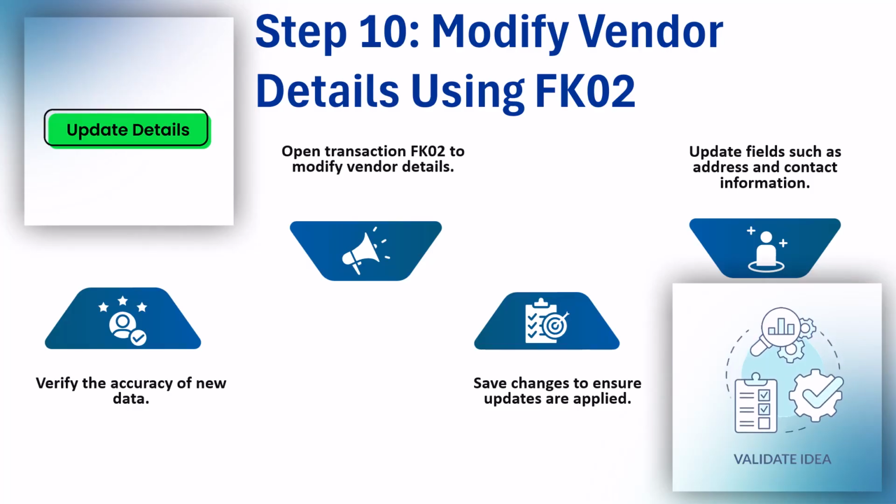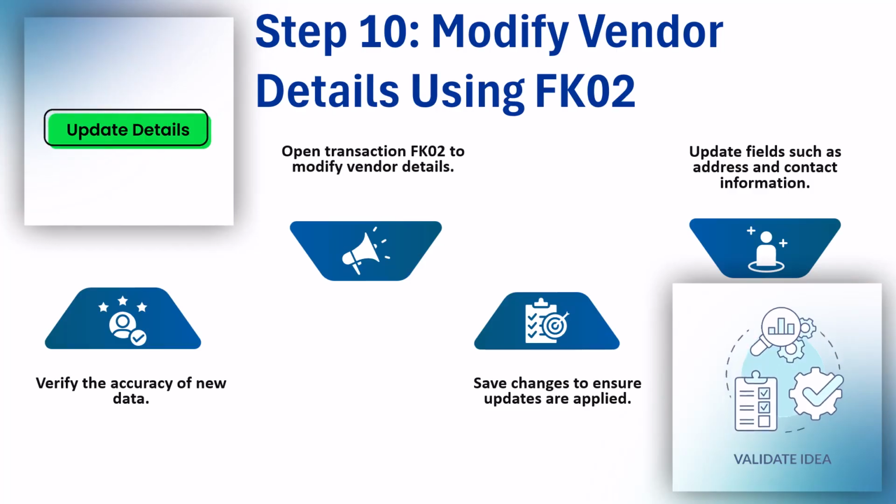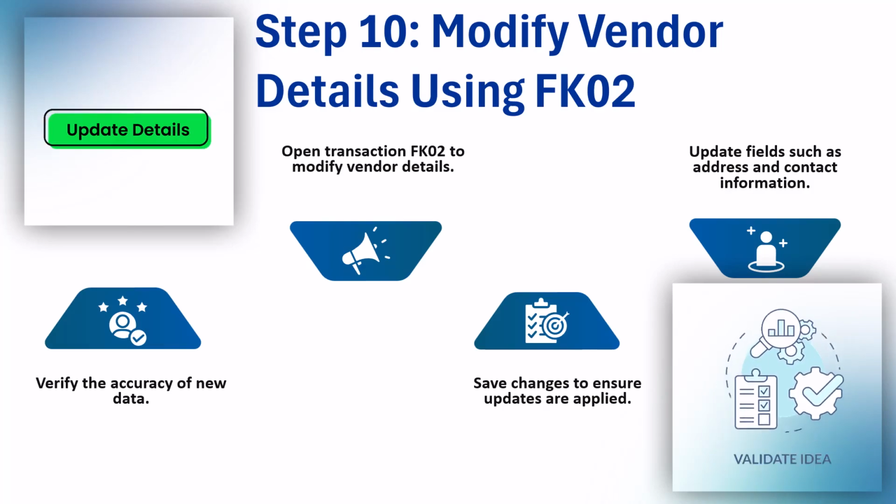Updating vendor details is like tweaking your online dating profile. You want everything to be perfect. Open FK02 and adjust the vendor details as required. Double-check accuracy and save to lock in those updates. Don't worry, you're doing great at being thorough and efficient.